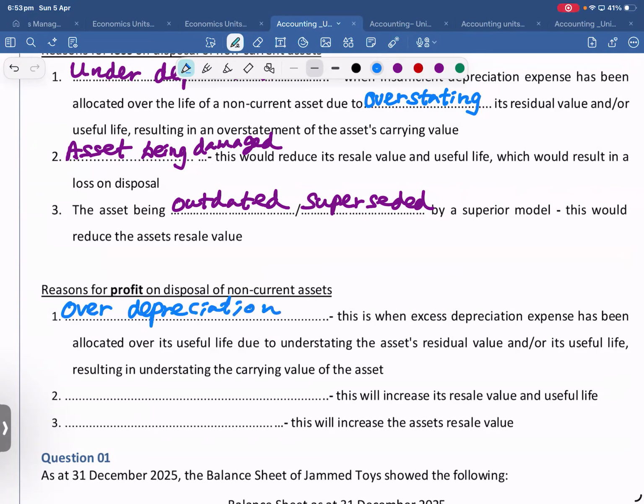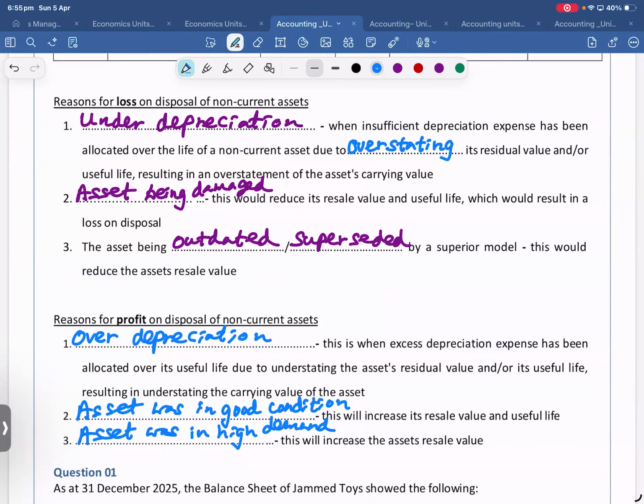So if you upgrade it, yes, you can sell it for a profit, because it is in good condition or in high demand. Okay. If you upgrade it, does that change the carrying value? Carrying value will anyway change with the depreciation. So if you upgrade it, what do you do?